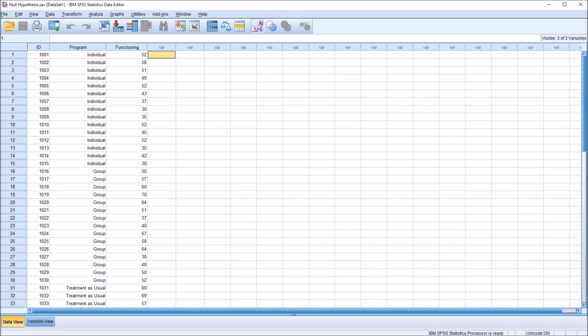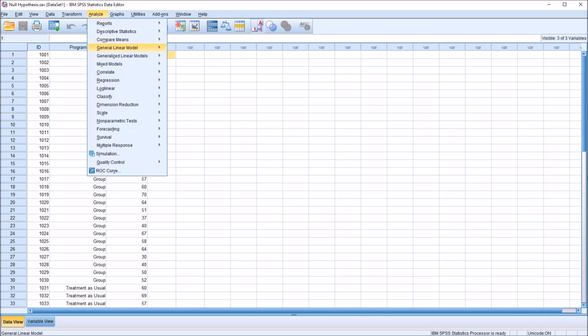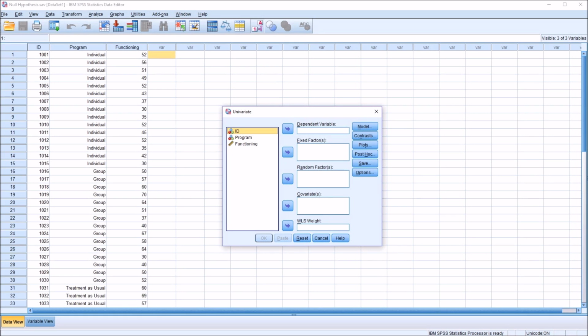So to run ANOVA here and to test the null hypothesis, I'm going to go to Analyze, General Linear Model, and Univariate. Now ANOVA does have several assumptions, and I'm not covering those assumptions here except for the homogeneity of variance, which I will take a look at because it involves another test of the null hypothesis. So in the univariate dialog, I'll move functioning over to dependent variable and program over to fixed factor independent variable.